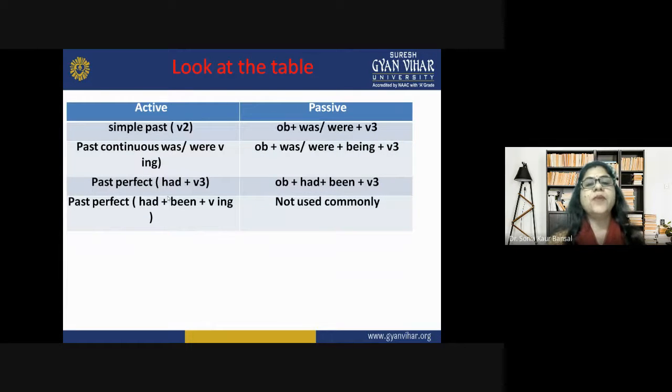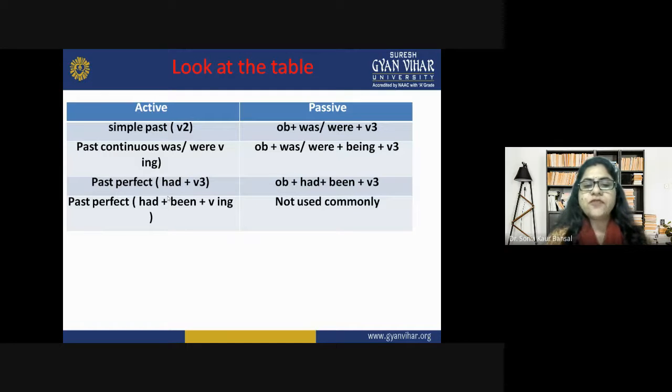Now this is simple past tense and we are going to change it in the same way. Verb's second form is there. And in passive voice, object plus was, were plus verb's third form is here. Then in past continuous, was, were plus verb plus ing is there. Then in passive voice, it would be object plus was, maybe were according to singular or plural, plus being plus verb's third form. So remember all these structures very well.